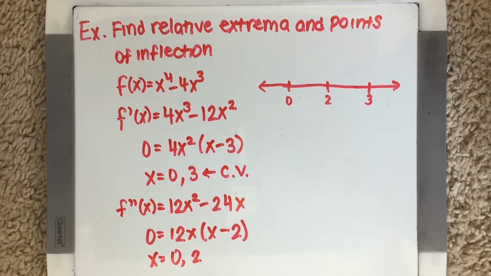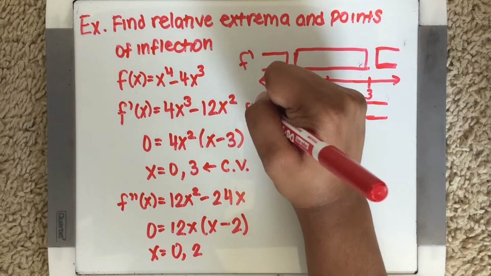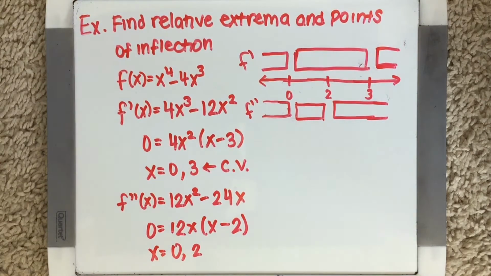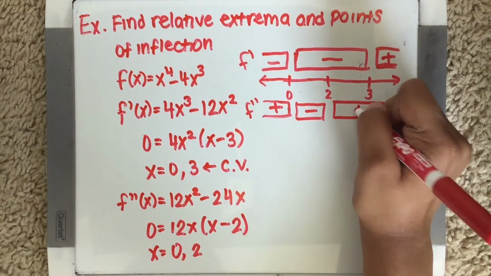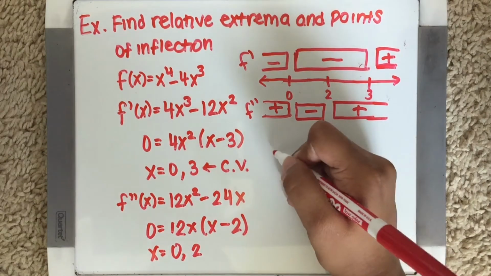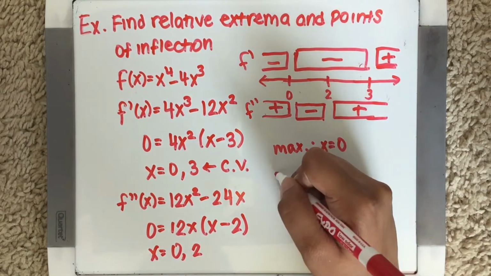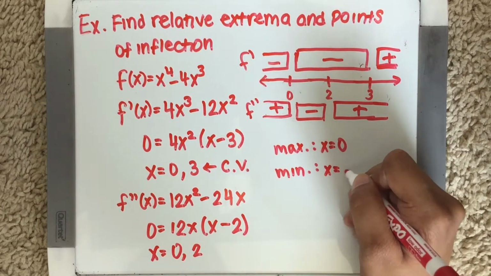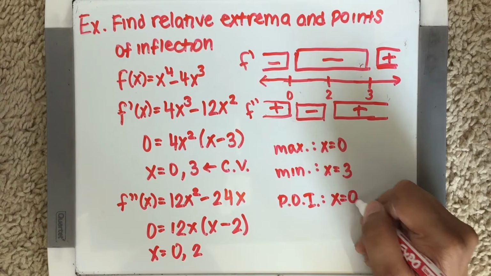Now, let's create a sign chart using both the critical values and points of inflection, but splitting them only where the first and second derivatives have critical points. The first derivative is on top and the second derivative is on the bottom. When I tested each of the values in the intervals, I got these signs: negative, negative, positive for f prime, and positive, and negative, and then positive for f double prime. This tells me increasing, decreasing, and concavity. Therefore, I now know that there is a maximum at x equals 0. There is a minimum at x equals 3, and there are points of inflection at x equals 0 and x equals 2.